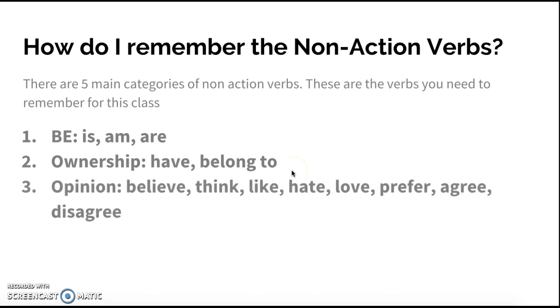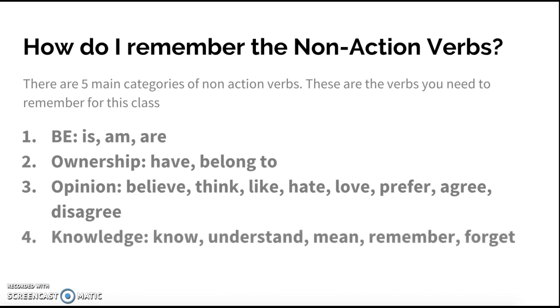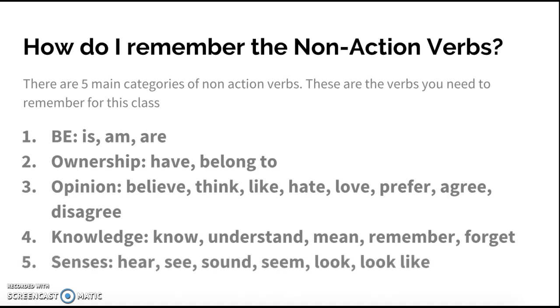The next category is opinion. So all of these verbs give an opinion. Believe, think, like, hate, love, prefer, agree, and disagree. The fourth category is knowledge. So these are verbs like know, understand, mean, remember, and forget. And the last category is the senses. Hear, see, sound, seem, look, or look like.